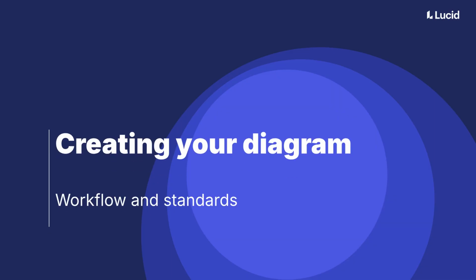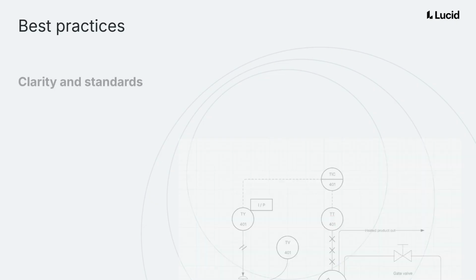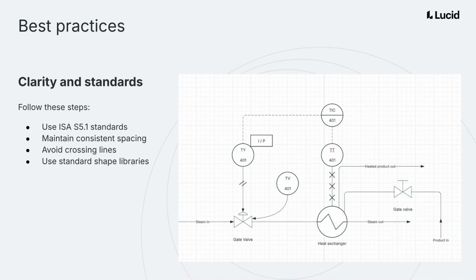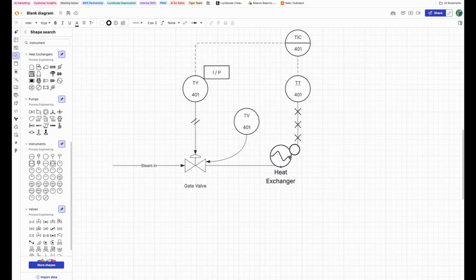Now that you can read them, let's look at the best way to build a professional P&ID that meets industry standards. P&ID industry standards and best practices require following ISA S5.1 guidelines. You should maintain consistent spacing, use standard shape libraries, and minimize crossing lines to ensure maximum clarity.